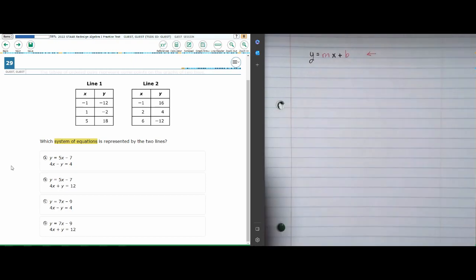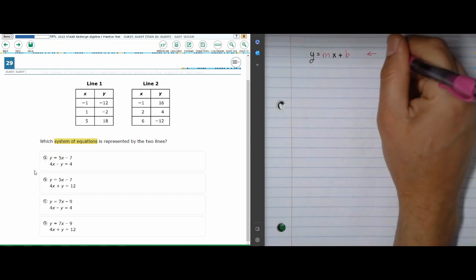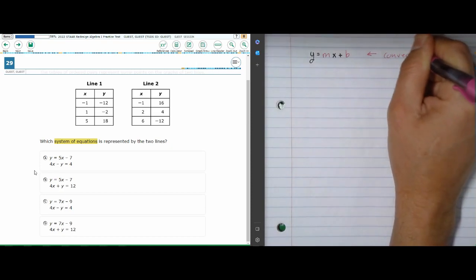For instance, in A, this one's already converted. Y equals 5x minus 7. We can graph that. This one down here is not converted. We would have to convert it, and then we could graph both of them and check the tables and see if they matched. So that's how we would do it by graphing.